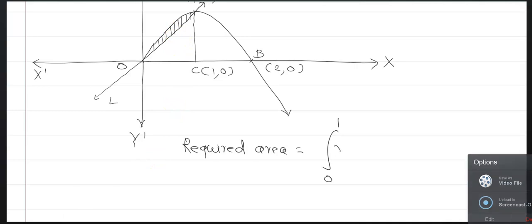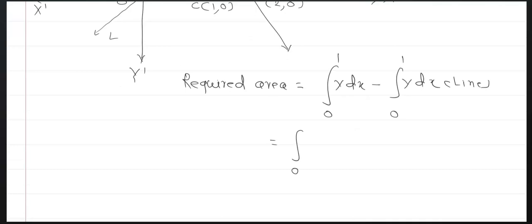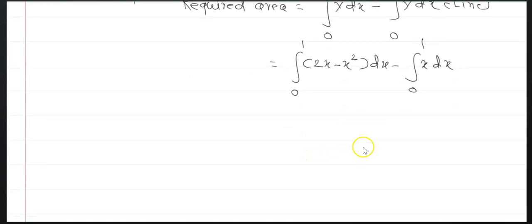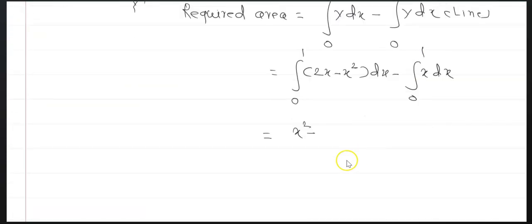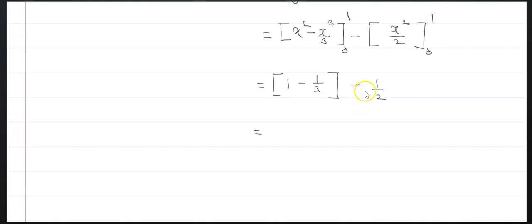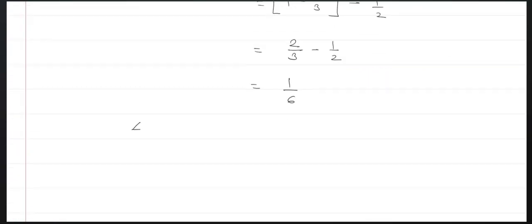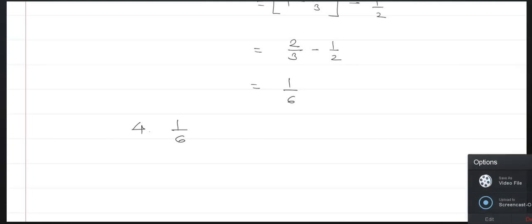Therefore, the required area is equal to the integral from 0 to 1 of y dx minus the integral from 0 to 1 of y dx, which is the line. This is the parabola whose equation is 2x minus x square, dx, minus the integral from 0 to 1 of x dx. That is, x square minus x cube upon 3 from 0 to 1, minus x square upon 2 from 0 to 1, that is 1 minus 1 upon 3 minus 1 upon 2, which is 2 upon 3 minus 1 upon 2, and that is equal to 1 by 6.